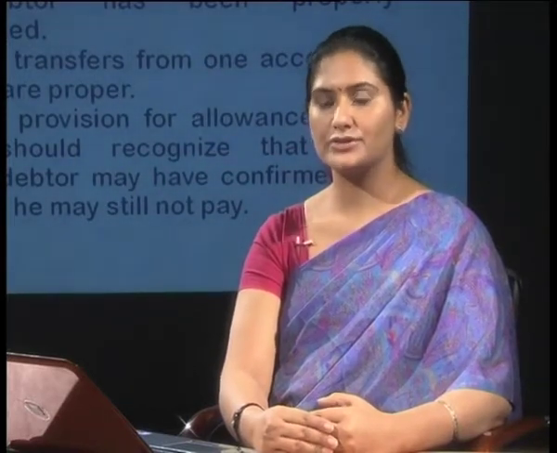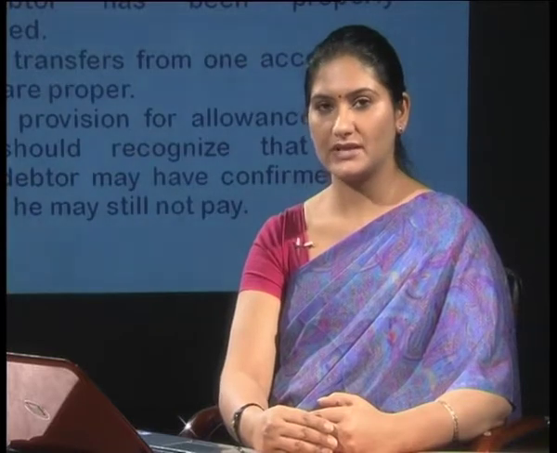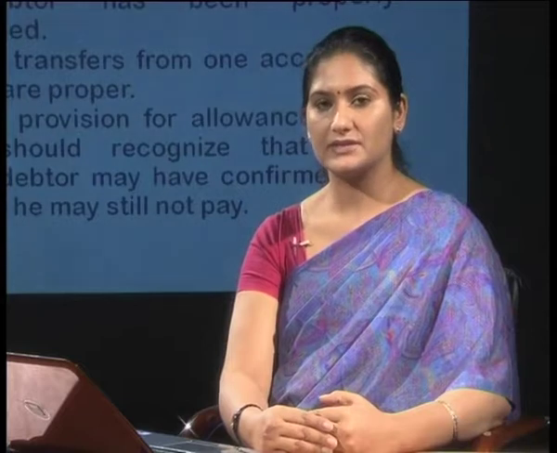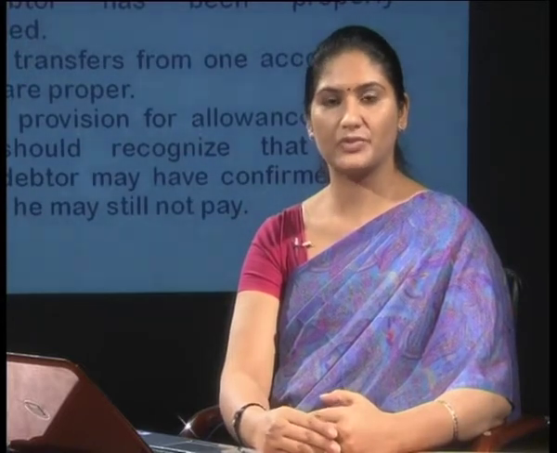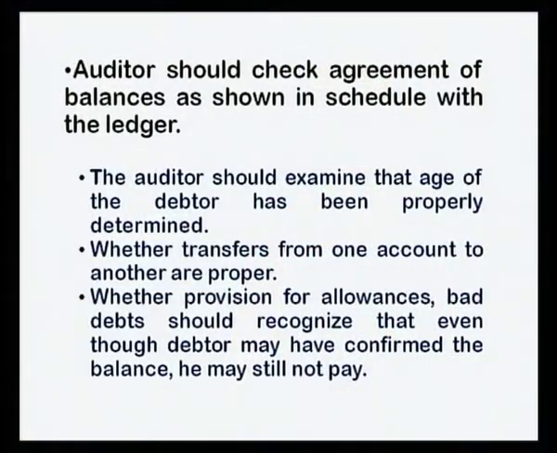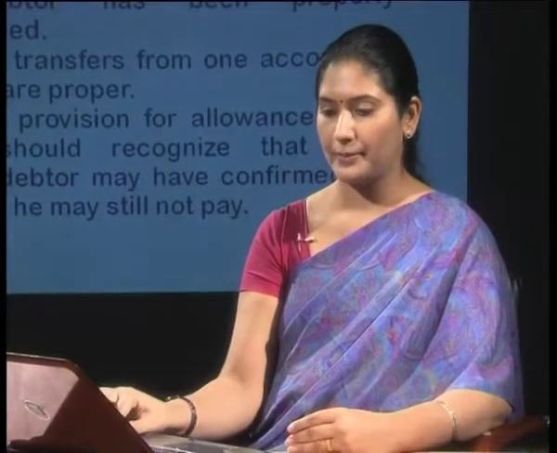This aging schedule should also be checked by the auditor to see whether the provision regarding bad debts is being made in an appropriate manner. The auditor should examine whether the age of the debtor has been properly determined, whether transfers from one account to another are proper, and whether provision for allowances for bad debts is adequate, recognizing that even though a debtor may have confirmed the balance, he may still not pay.